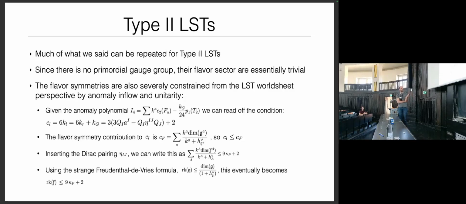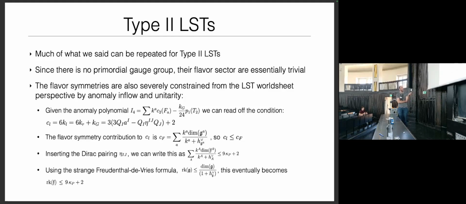Then you can compute the flavor symmetry contribution to CL. So this contributes essentially Ka times the dimension of all the gauge algebras divided by Ka plus the dual Coxeter number associated with the gauge algebra. And this now can at most be equal to CL because this contributes to the left moving central charge.